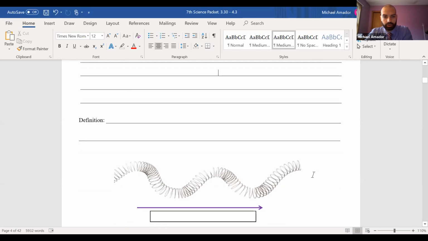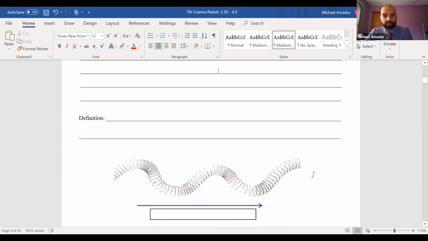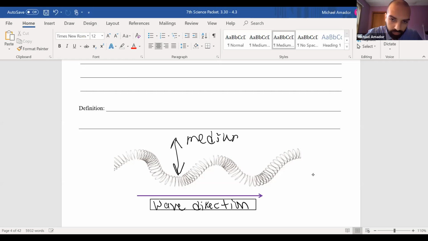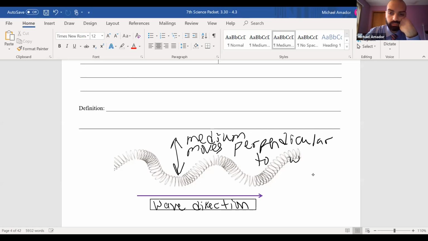This is a bit of a picture down here I'm also showing you. So you basically want to make the slinky move like that. You want the direction of the wave to go from left to right, but you want the slinky itself, the medium, to move up and down. Perpendicular. Perpendicular to wave direction.